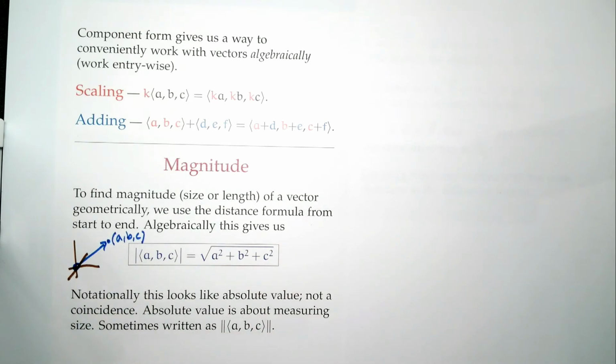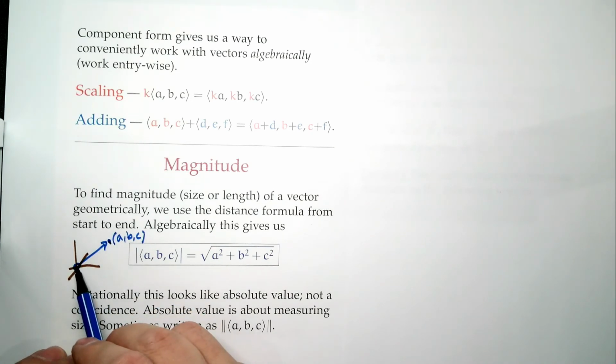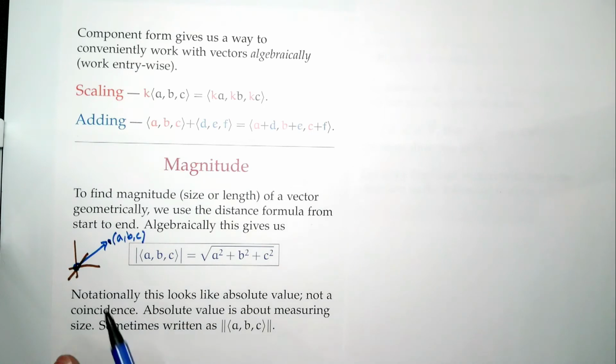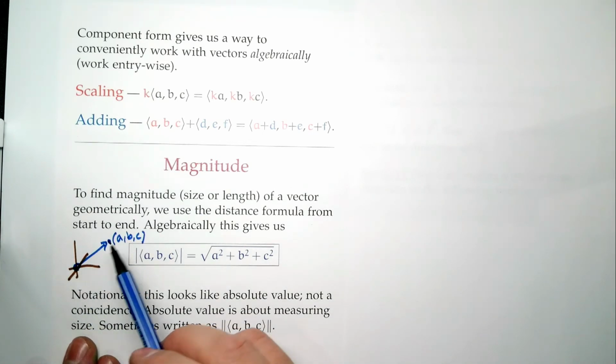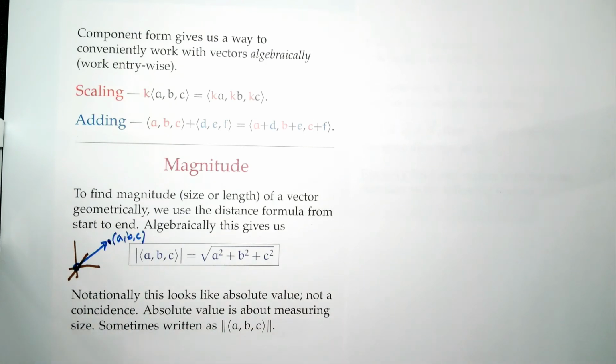So now if I want to know the length of the vector, I just ask, what's the distance between a, b, c and 0, 0, 0? So I apply the distance formula. It's the square root of a minus 0 squared, b minus 0 squared, c minus 0 squared, all added up. All right. So now you can find the magnitude of vectors very easily. Okay. So this is pretty good. The component form is working out very nicely for us.